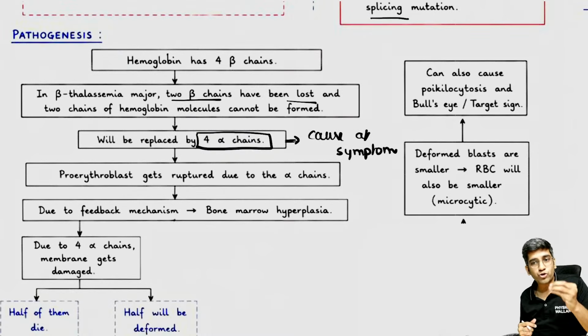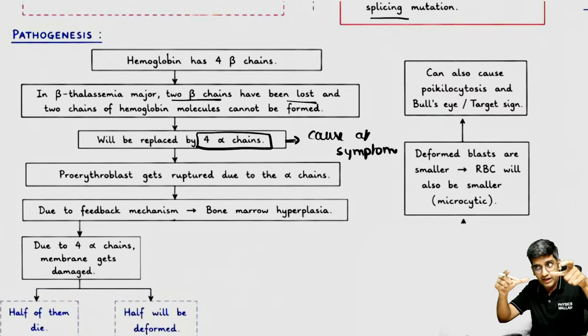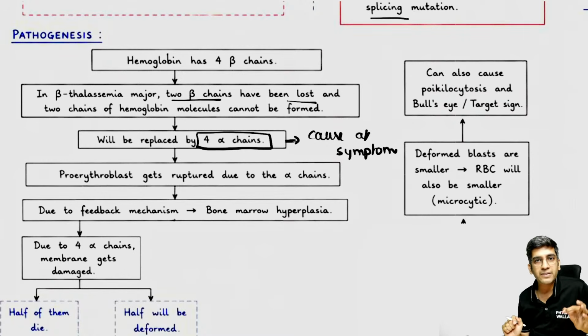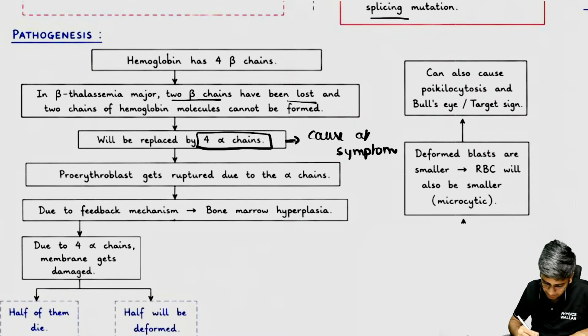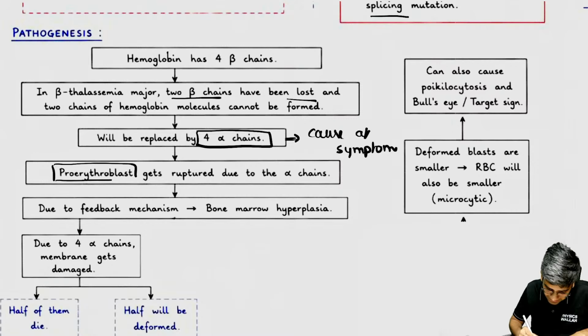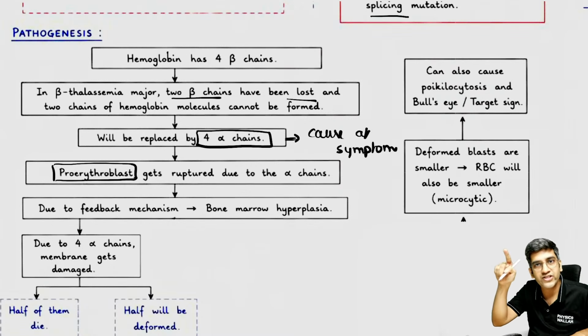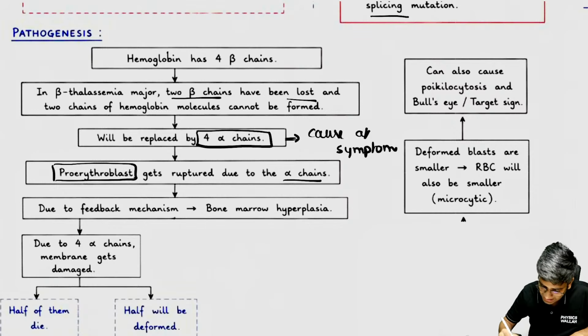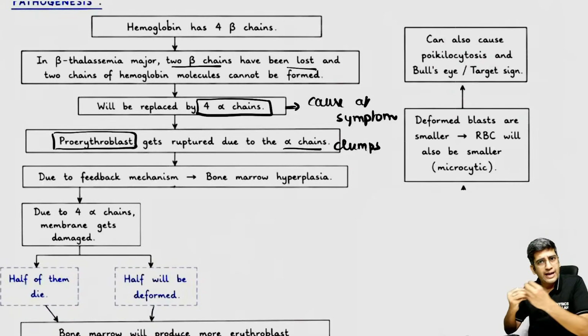So in the proerythroblast, the beta chains will be replaced by 4 alpha chains. These 4 alpha form a clump. Whenever there's a clump in the RBC or in the proerythroblast, it will damage the membrane. The only difference is here, the damage happens inside the bone marrow. In sickle, in G6PD, in HS, damage happens in the peripheral blood, right? So it's much more severe, that's all, due to the alpha chain forming clumps. Okay, the blast is going to get destroyed.